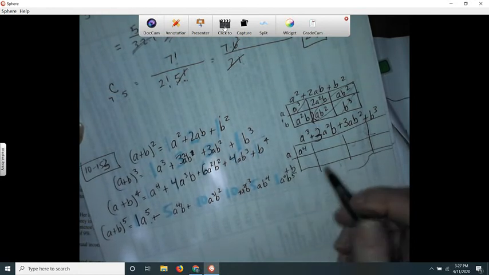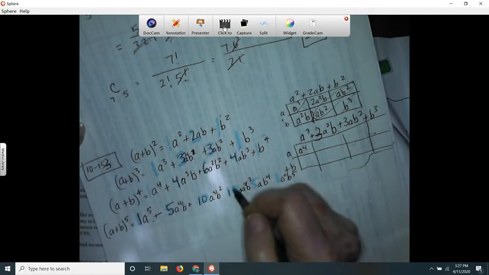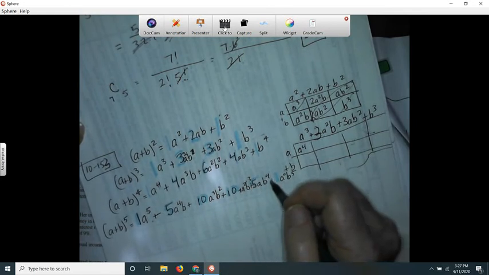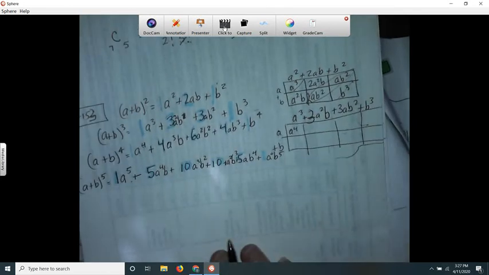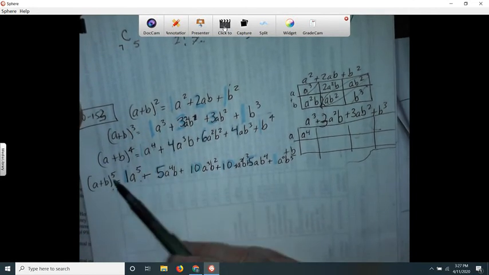I have to start a new video. There we go. So what I'm saying is that I can expand something like this without multiplying if I use my Pascal's triangle. We'll pick up where we left off in part 2.